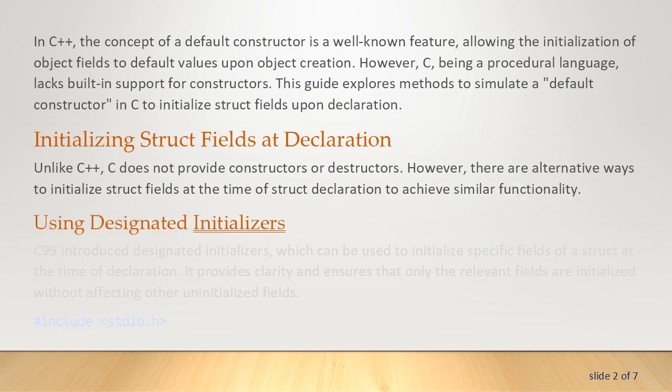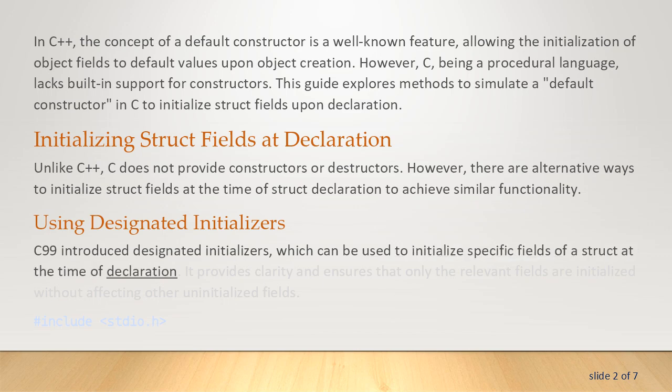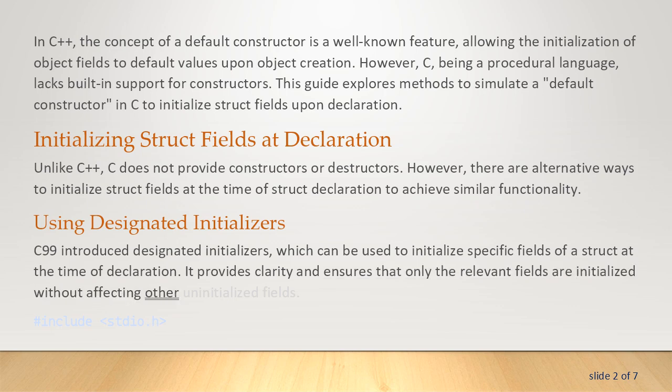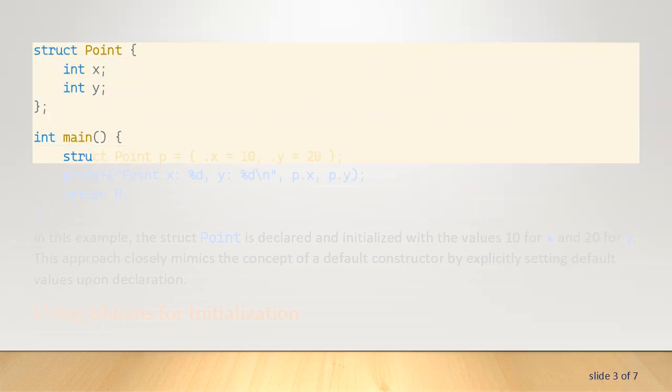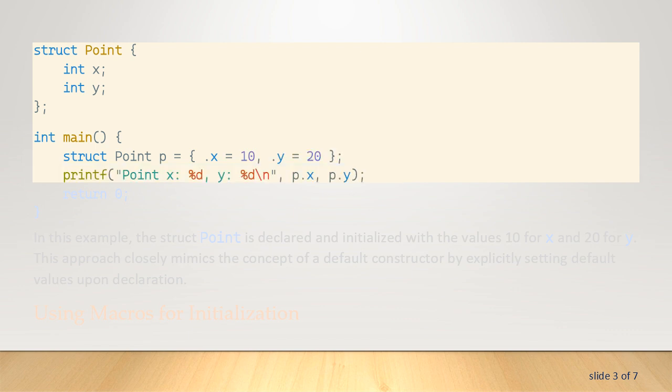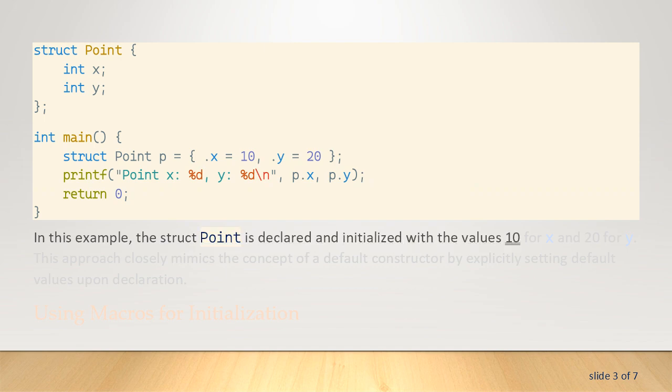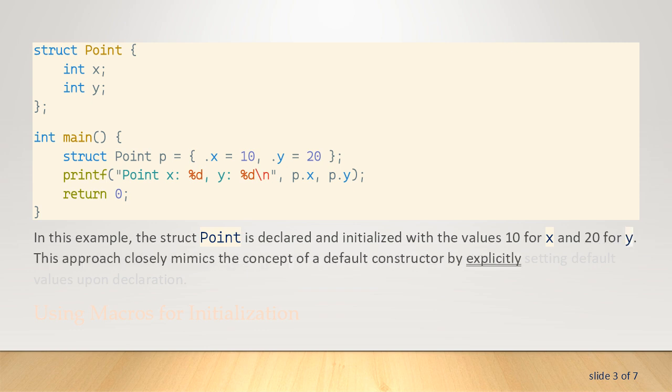Using designated initializers. C99 introduced designated initializers, which can be used to initialize specific fields of a struct at the time of declaration. It provides clarity and ensures that only the relevant fields are initialized without affecting other uninitialized fields. In this example, the struct point is declared and initialized with the values 10 for x and 20 for y. This approach closely mimics the concept of a default constructor by explicitly setting default values upon declaration.